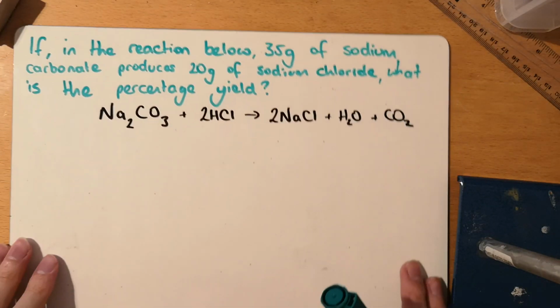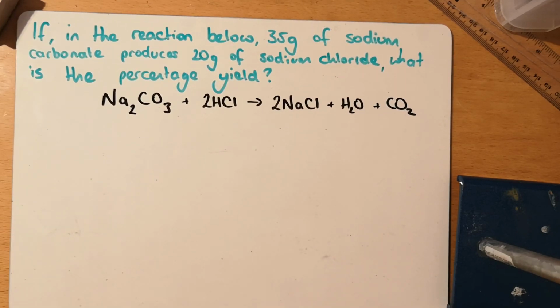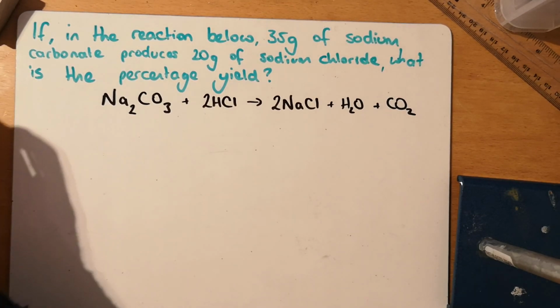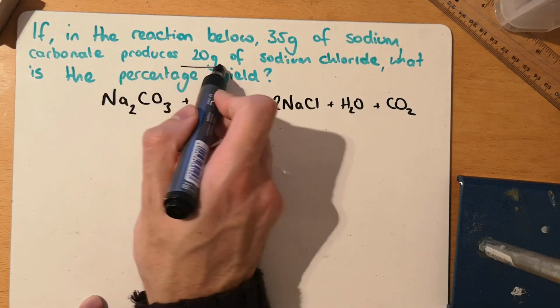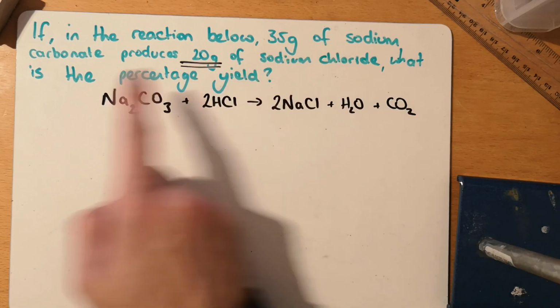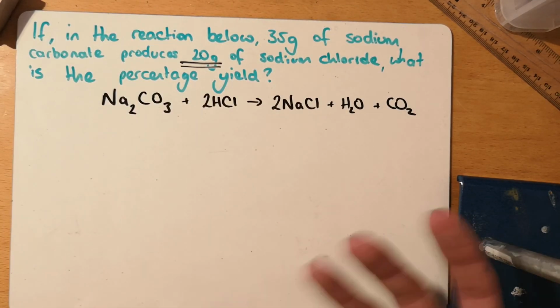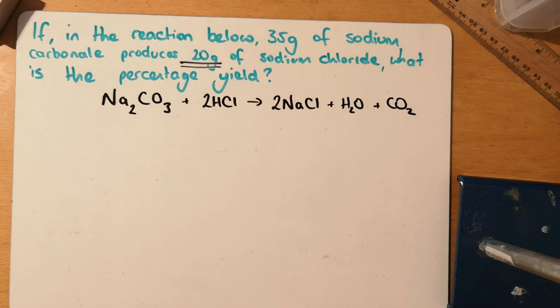So we'll have a look at an example. And here is a classic one. We've got, if in the reaction below, so we've got our reaction here, 35 grams of sodium carbonate produces 20 grams of sodium chloride. What is the percentage yield? Now, I've said before in these questions, they generally give you the actual yield. So could you spot those two numbers there? Which one is the actual yield? And hopefully you said this one. It's got the sodium carbonate produces 20 grams. So produces leads us to think that that's the product and that's our yield. That's 20 grams of sodium chloride. It's this compound here.